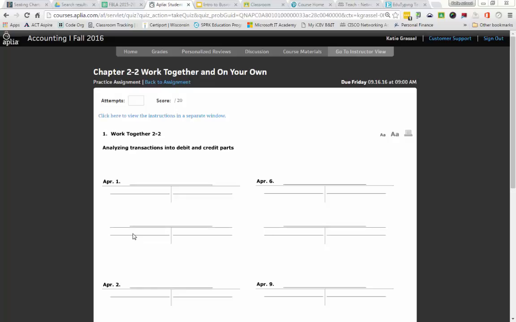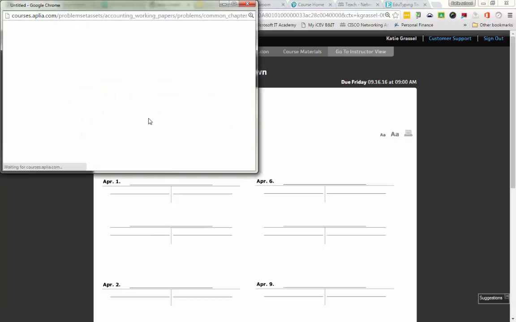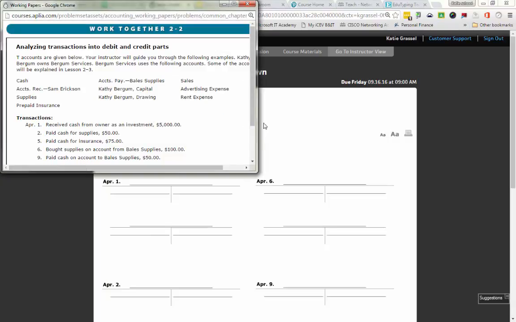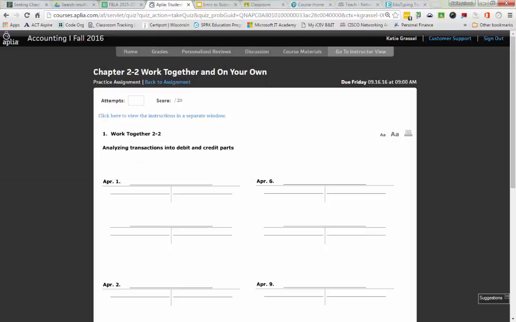So here we have Work Together 2-2. When we look at our instructions for Work Together 2-2, it says T accounts are given below. Your instructor will guide you through the following example.